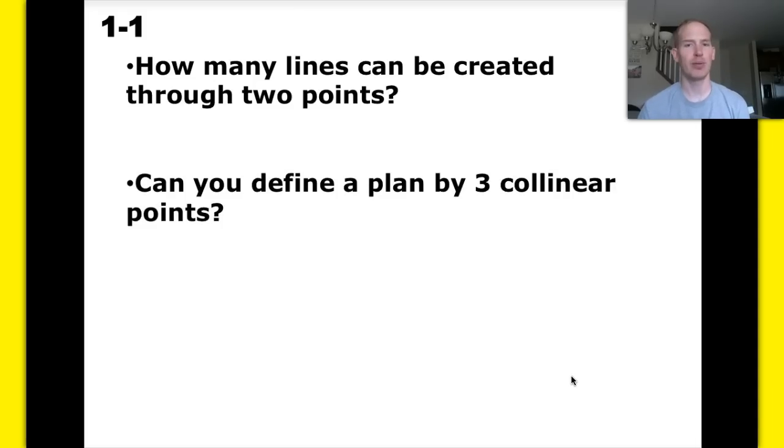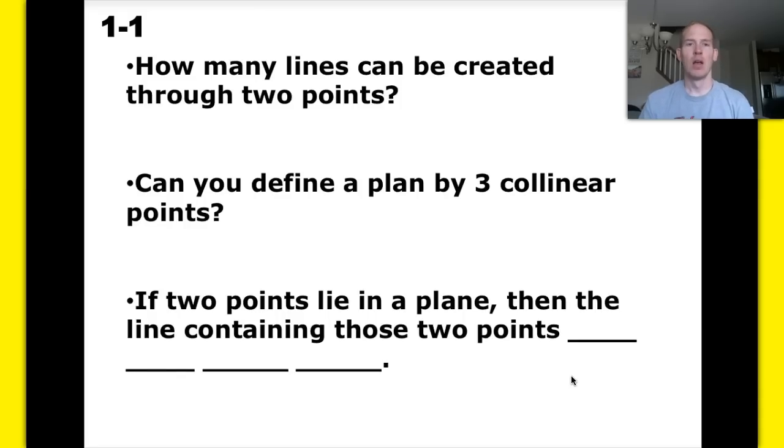Can you define a plane, not plan, by 3 collinear points? So can you say any 3 collinear points can be a plane? If 2 points lie in a plane, then a line containing those 2 points, blank, blank, blank, and blank.